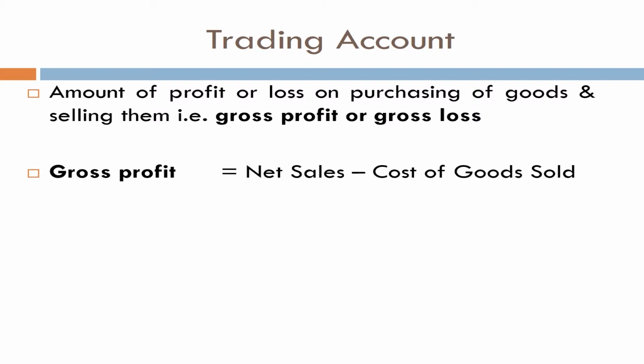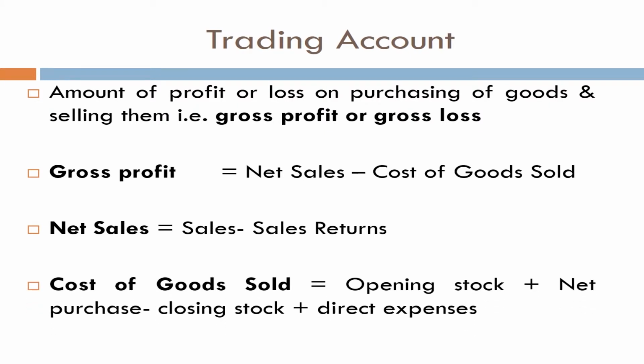Now what is net sales? Net sales is equal to sales minus sales returns. And cost of goods sold is equal to opening stock plus net purchases minus closing stock plus direct expenses. In case cost of goods sold exceeds the value of net sales, the result is gross loss.